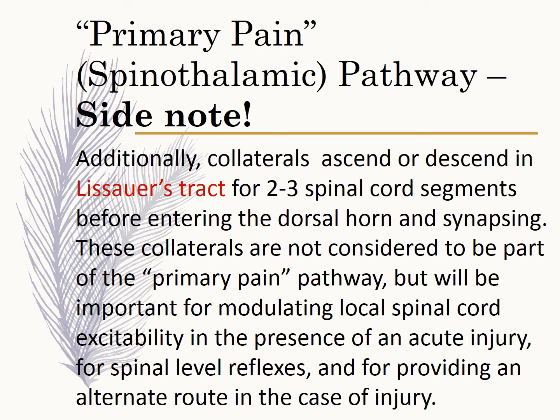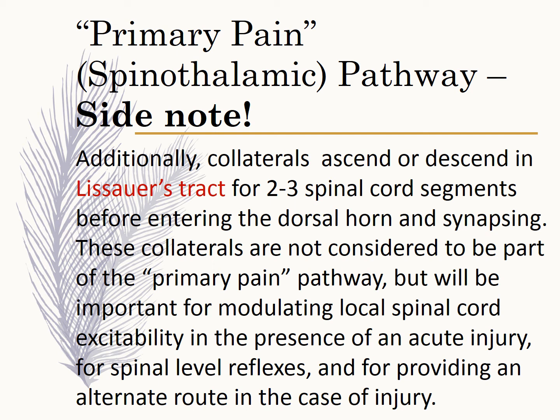So as the central axon of our afferent neuron is entering the spinal cord and going to the dorsal horn, it's going to give off branches called collaterals. These collaterals are going to go up and down the spinal cord for a few segments, usually 2 or 3 segments, in a tract known as Lissauer's tract. Lissauer's tract is located in the region where sensory neurons enter the spinal cord. If you go back to the image where we had the typical spinal cord segment and the tracts were shown, I did label Lissauer's tract on that image to give you a sense of where it's located.